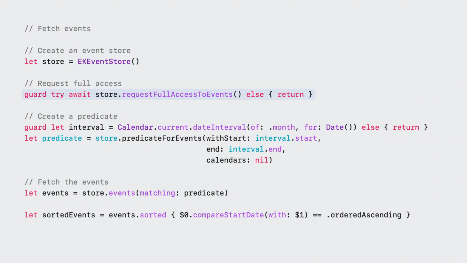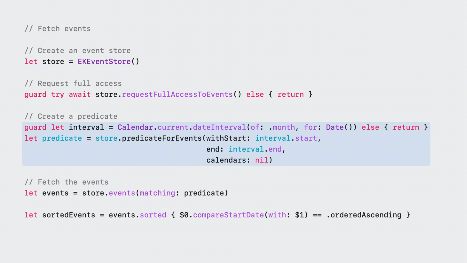Next, request full access by calling the requestFullAccessToEvents method. This will show a prompt and return whether the access was allowed. Full access prompts will be denied more often, so be sure to handle that. Once you have full access, create a predicate by calling the event store's predicateForEvents method. The predicate describes which events you want to fetch, with a date range and an optional list of calendars. This code uses a range for the current month. Use the shortest range possible for the best performance.